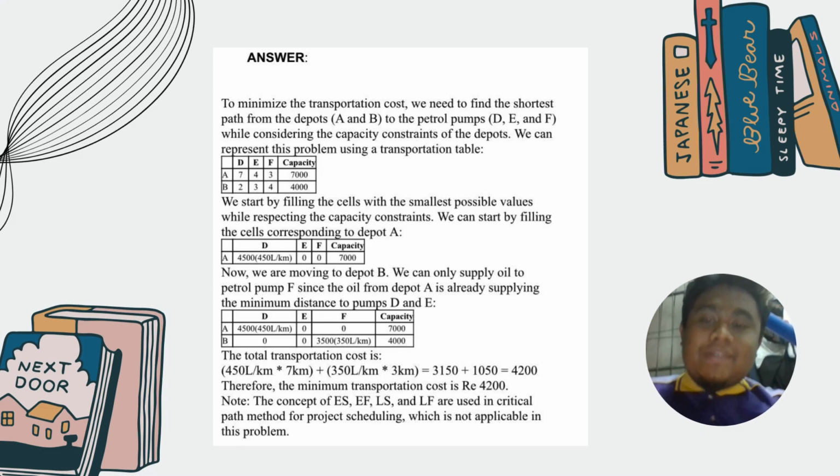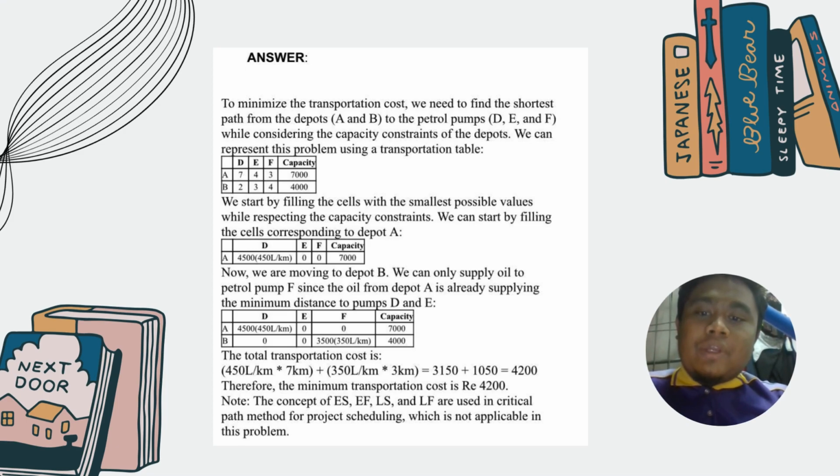The answer is: to minimize the transportation cost, we need to find the shortest path from depots A and B to petrol pumps D, E, and F, considering the capacity constraint of the depots. We can represent the problem using a transportation table. This is a table for D, E, and F.